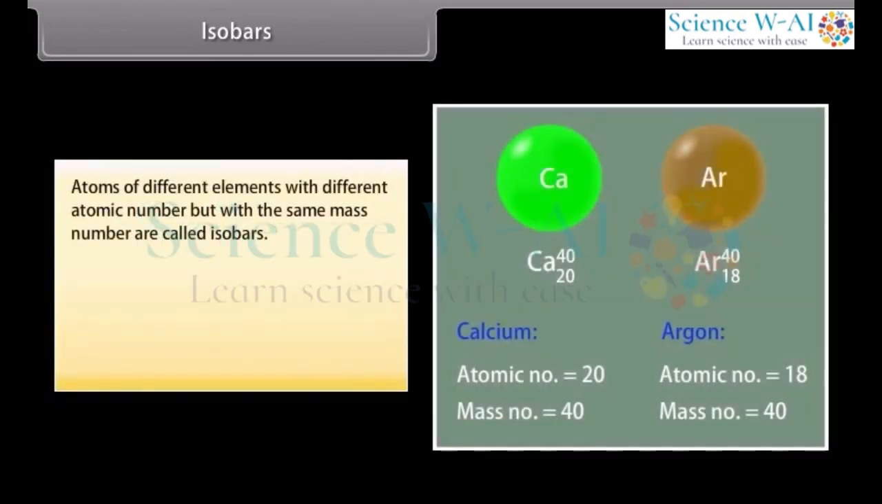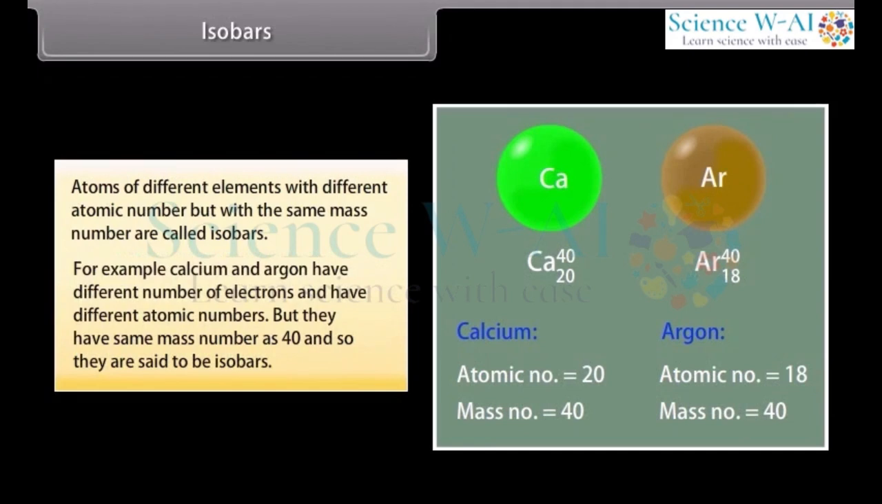Isobars. Atoms of different elements with different atomic numbers but with the same mass number are called isobars. For example, calcium and argon have different numbers of electrons and different atomic numbers. But they have the same mass number of 40, and so they are said to be isobars.